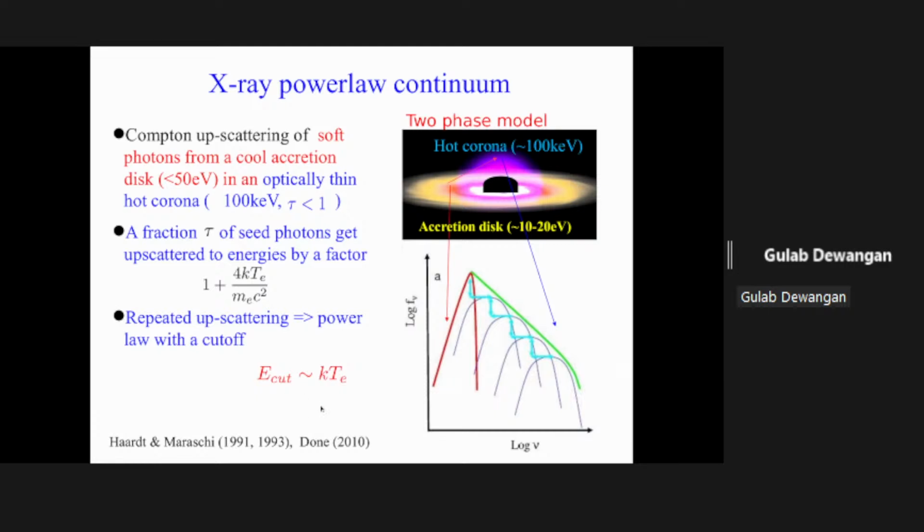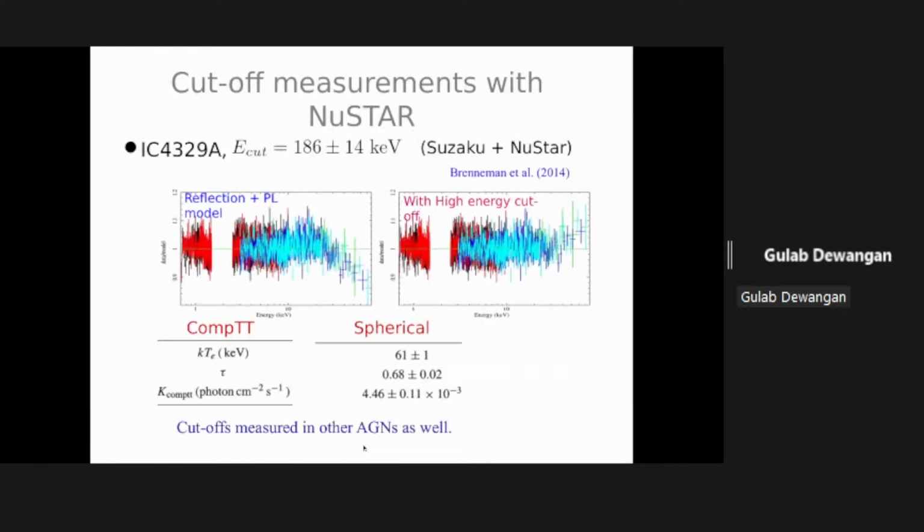If you want to read more about this, these are the references I have added here. We observe such a power law clearly, but now with this NASA mission called NuSTAR, which is sensitive in the hard X-rays up to about 80 kilo electron volt or so, we can actually measure the high energy cutoff very clearly using the observations from this satellite.